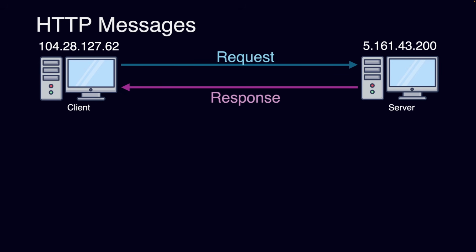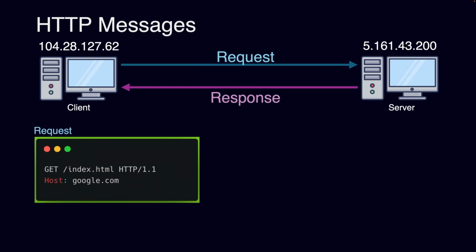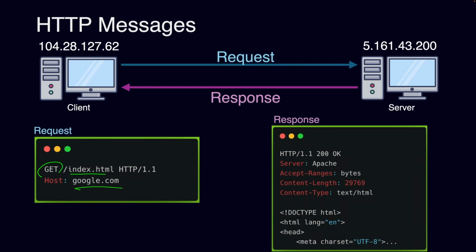Let's take a look at a concrete example of how a request and response look. Imagine that you want to go to the Google website. Here's your request. You are requesting to get index.html from google.com. So you're getting the main page of google.com. And here's the response that you get. You got an OK response with the content of index.html of the Google main page. So in your request, you asked for this, and in the response, you got its content as the result.